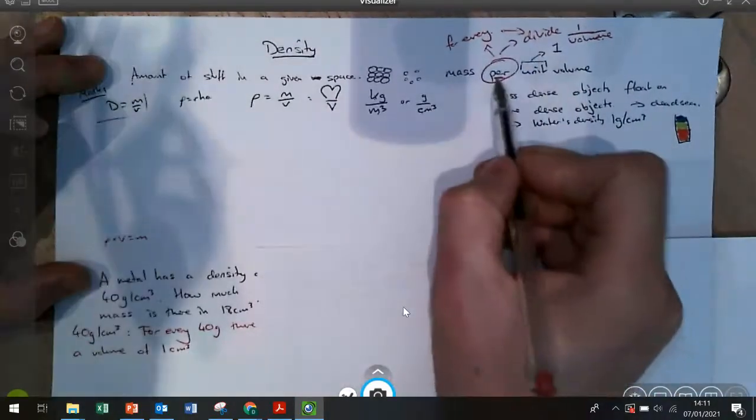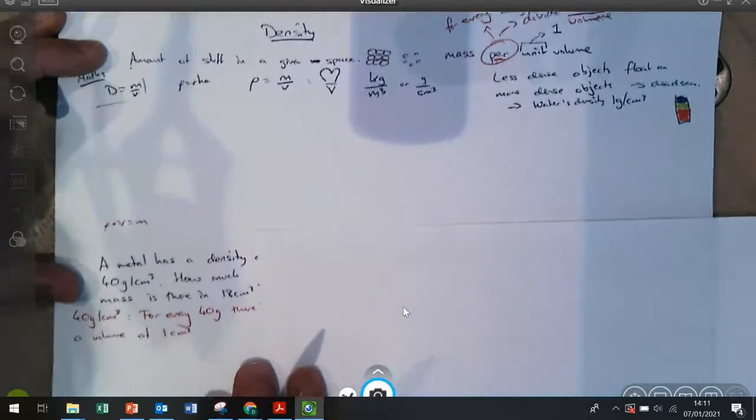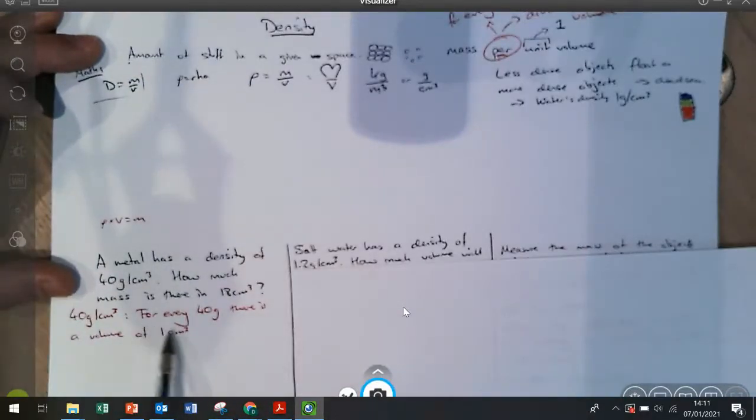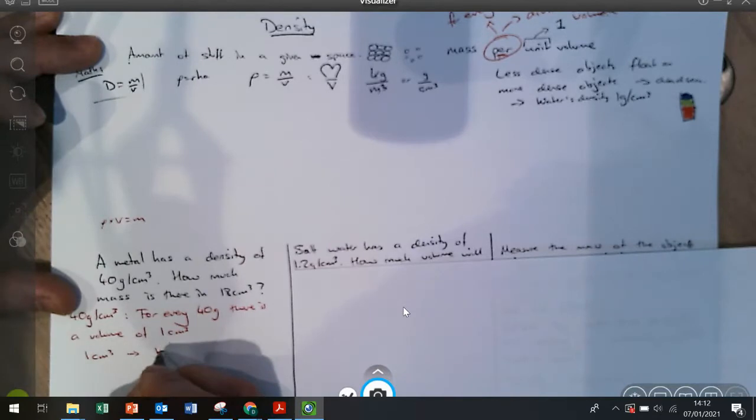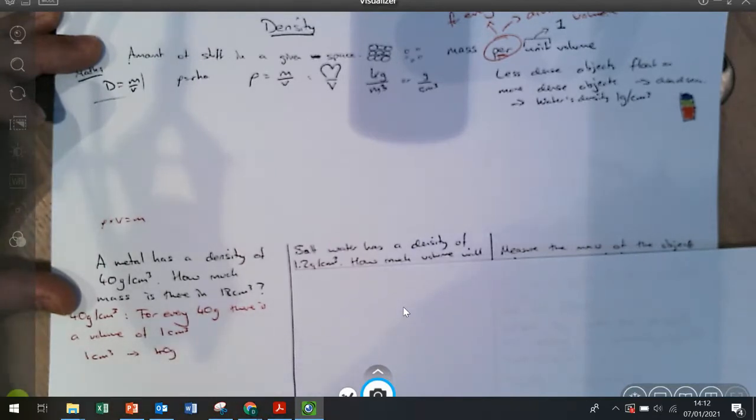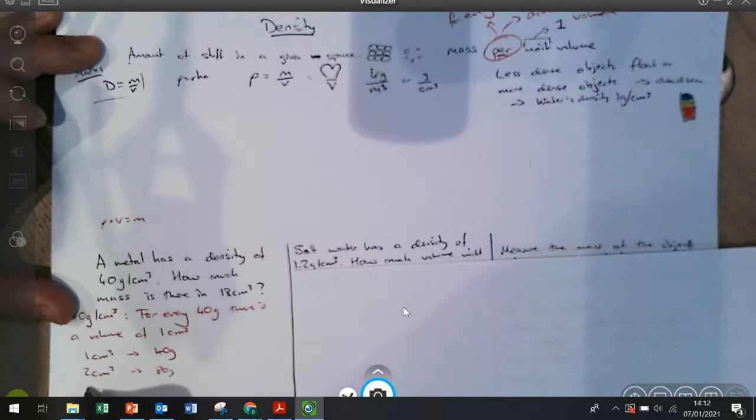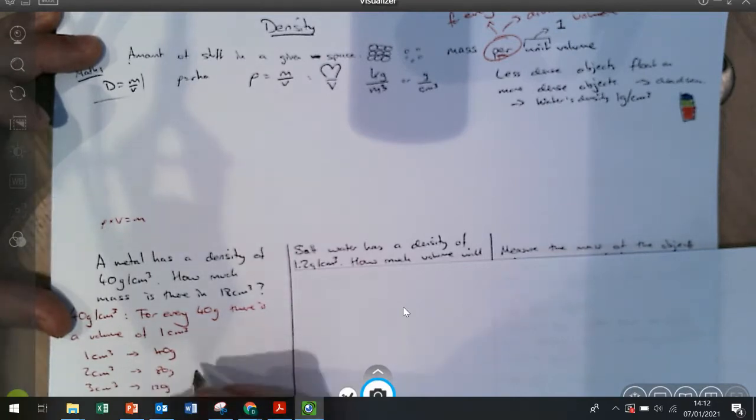Right? Your time is well spent pushing this. So here we've got for every 40 grams, there is a volume of 1 centimetre cubed. So if we have 1 centimetre cubed, then we have 40 grams. If we had 2 centimetres cubed, we're going to have 80 grams. You can probably see where this is going. If we have 3 centimetres cubed, we've got 120 grams, etc., etc.